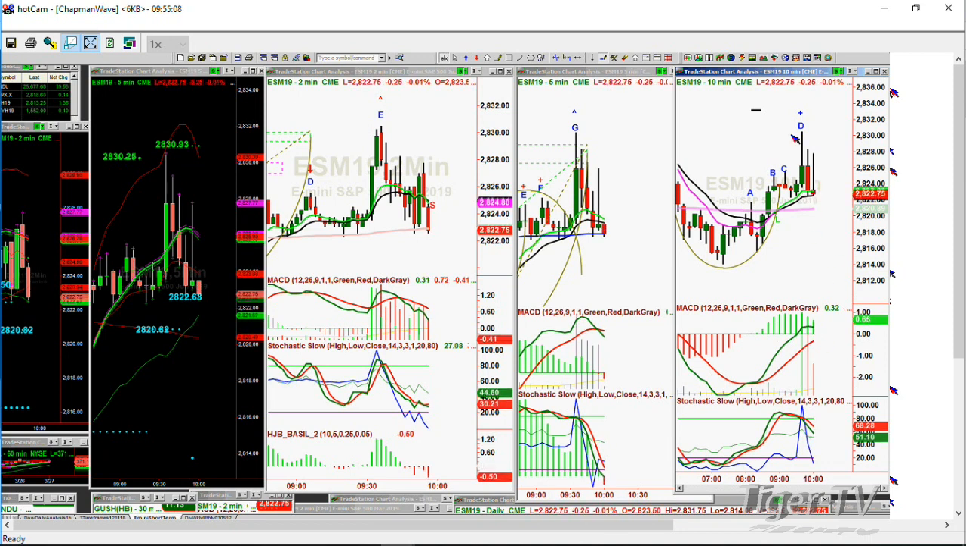So far, I still haven't been able to put a down arrow because the MACD is still good, but the price says, whoa, this is going to be tough for the 10-minute chart. Just wanted to give you that. Just make it real easy.